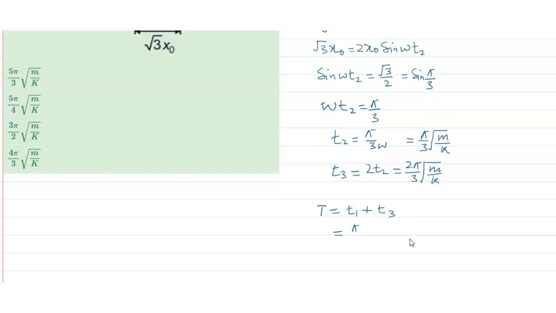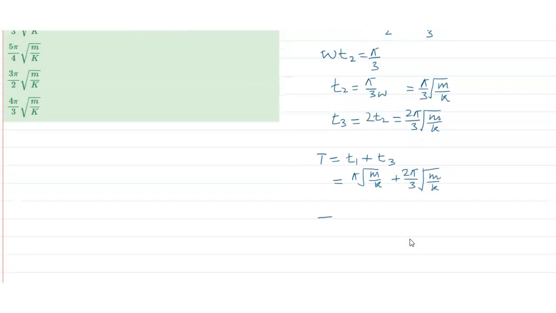That means pi under root M by K plus 2 pi by 3 under root M by K. So this total time period comes out to be 5 pi by 3 under root M by K.